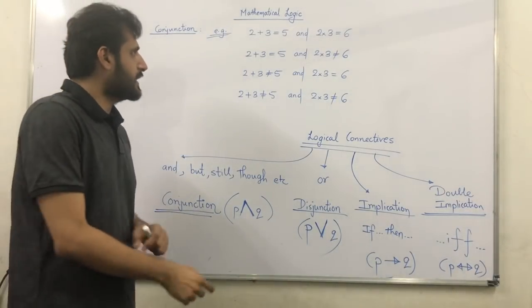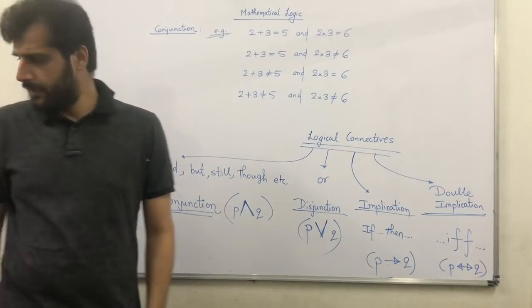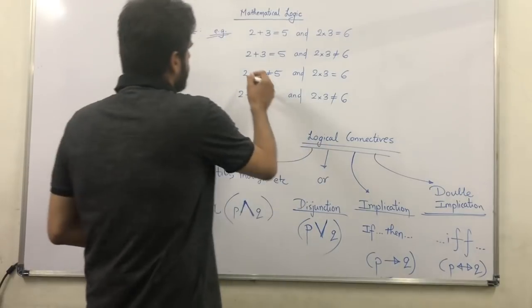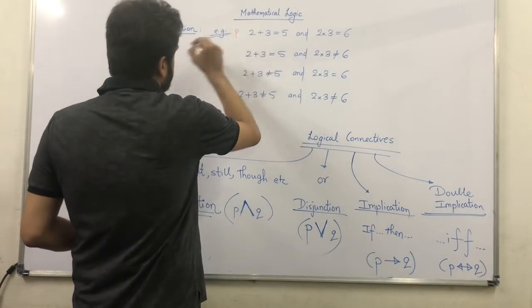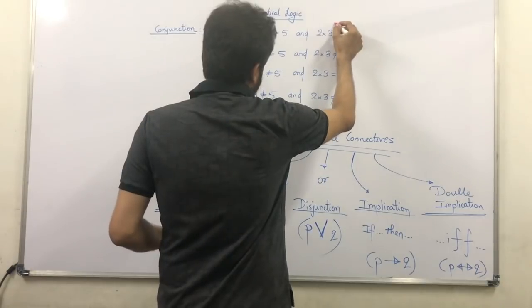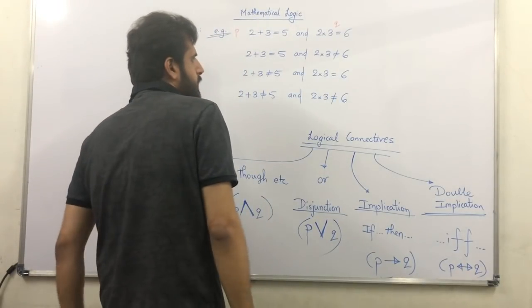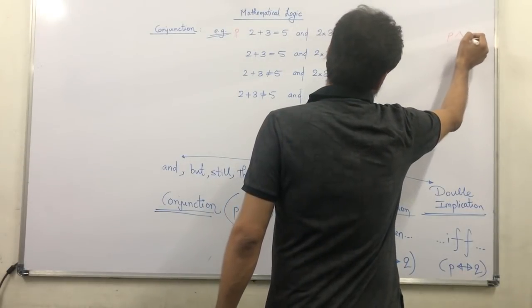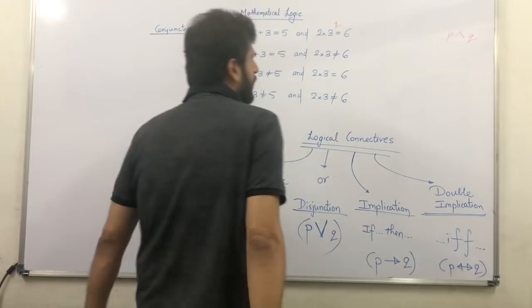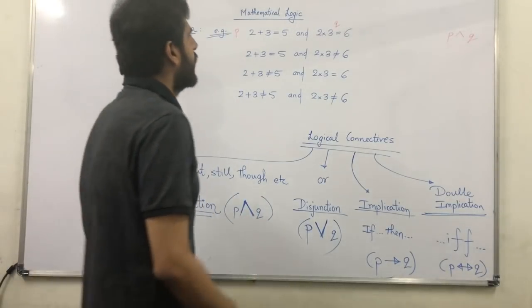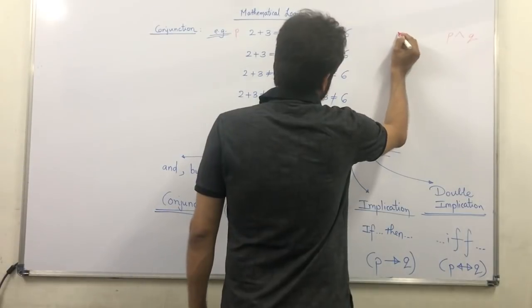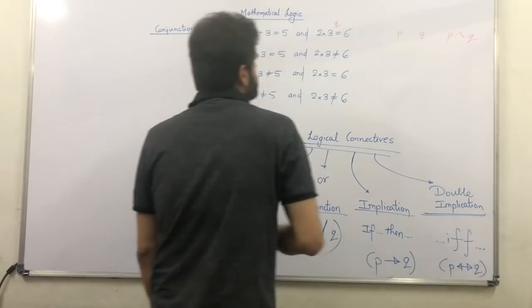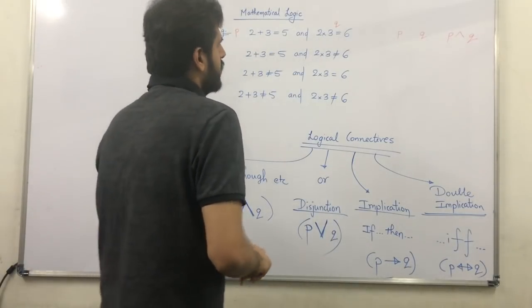Okay, we can call the first statement P, and the second statement Q. And what will be the symbolic form for this? You can say it is combined using "and", so we can write P and Q as a compound statement where the simple statements are P and Q. And what is the truth value?